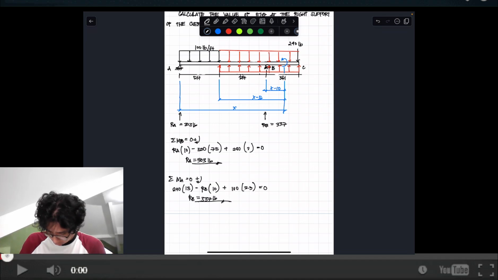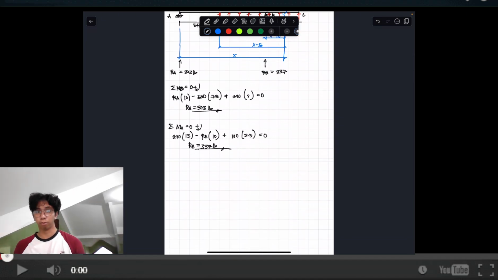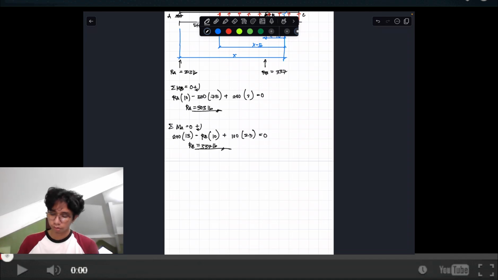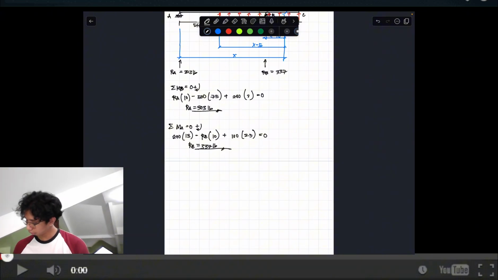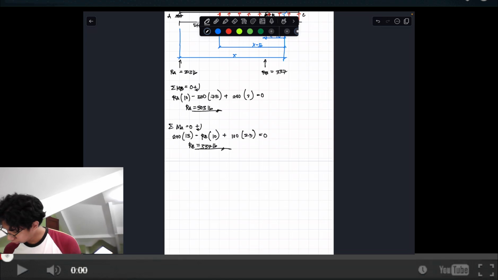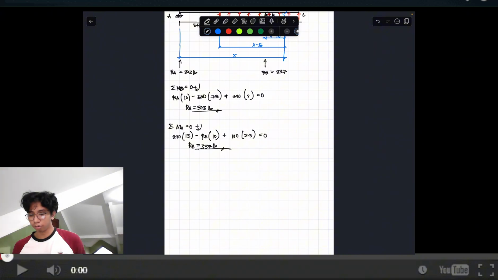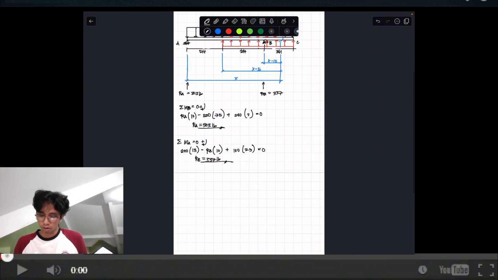So dahil nakuha na natin ang moment natin, pwede na tayo mag-proceed sa double integration. So, next, we will solve for the moment at segment CD pala muna.